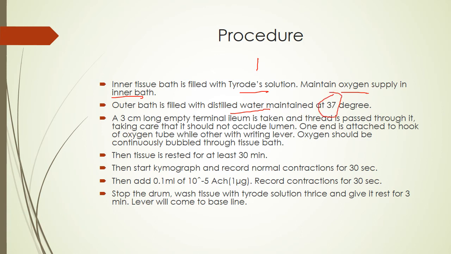A 3 centimeter long piece of empty terminal ileum is taken and a thread is passed through it, taking care that it does not occlude the lumen. One end is attached to the hook of the oxygen tube while the other is attached to the writing lever. As I told you, one point of that lever is attached to the intestine and another to the oxygen tube inside the organ bath. Oxygen should be continuously bubbled through the tissue bath. That is very necessary for the survival of the ileum.